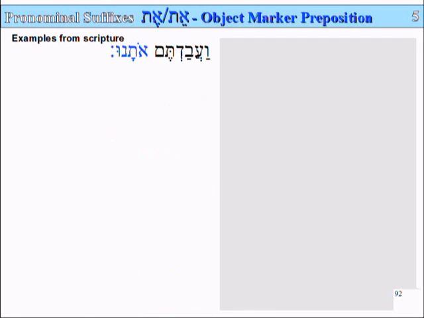First one, va'avadtem otanu. Avad means serve. He served. Va'avadtem otanu. Nu means us. Otanu means us. And then you shall serve us.